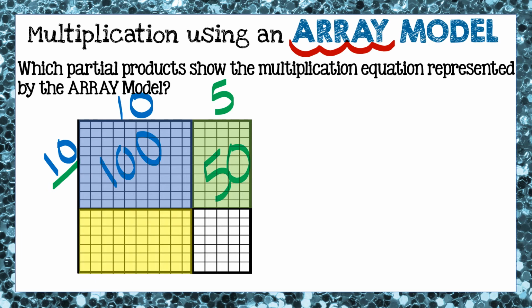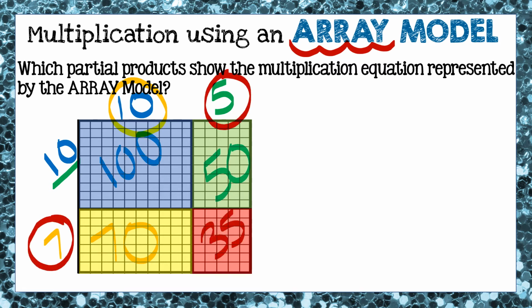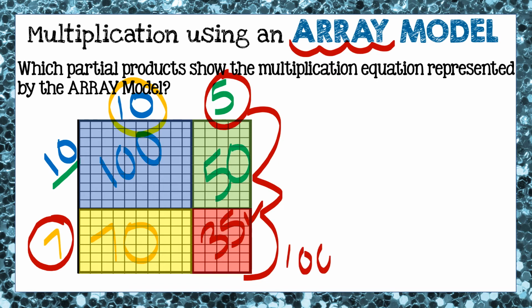Let's look at the next part. So I know that I'm going to be multiplying by a 10, and here I know is 7 because there are 70 units in this section. And let's look at the last section. I know that this is 35 because 5 times 7 gave me 35 in this section. Now, it's important to know that when you finish with these partial products in your array model, you have to add them up. So I'm going to add them up to find my answer.